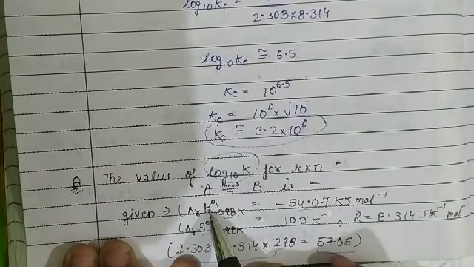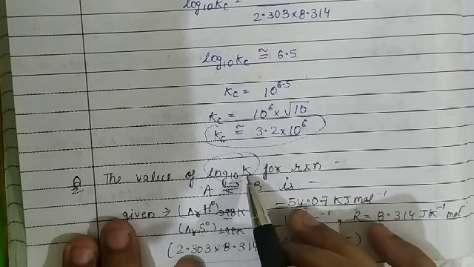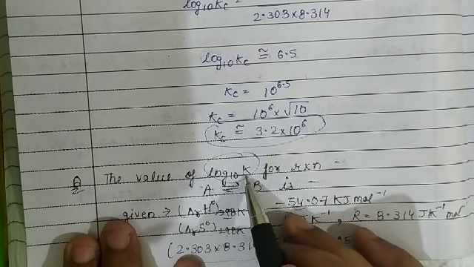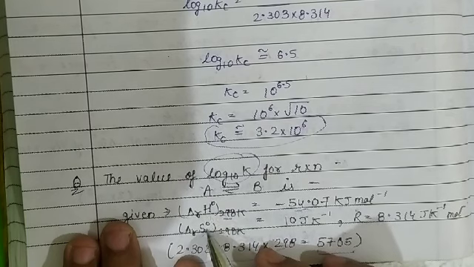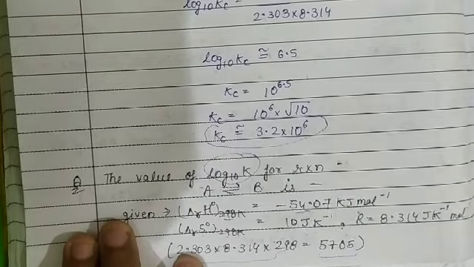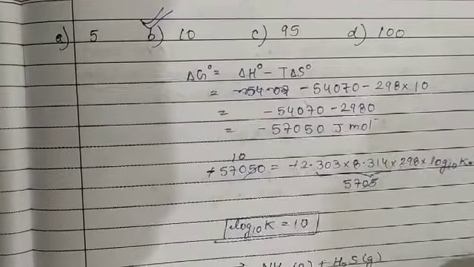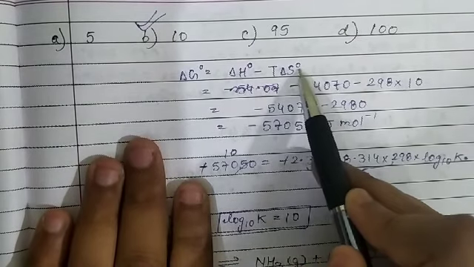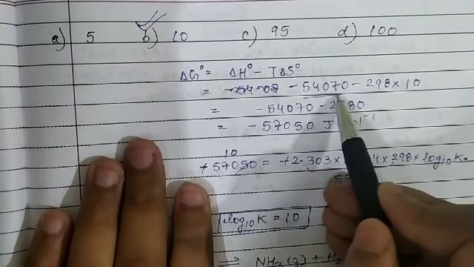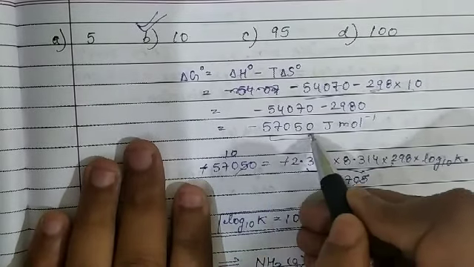We have the value of delta H and delta S, and the relation we know between delta G naught and the equilibrium constant is delta G naught equal to minus 2.303 RT log K. For finding delta G, delta H and delta S are given, using delta G naught equal to delta H naught minus T delta S naught. Now apply the relation. On applying the relation, delta G naught is equal to delta H naught minus T delta S naught. Delta H naught we have, temperature is 298, and delta S naught we also have. Now we have the value of delta G naught.